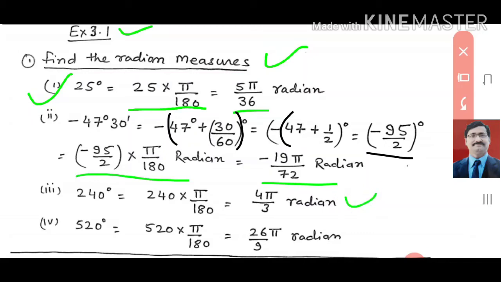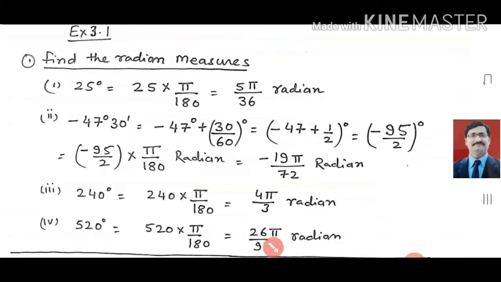Next question is 240 degree. 240 degree means you have to multiply by pi by 180. You can cancel 0, and then by 6 you can cancel, and you will get 4 pi by 3 radian. Now similarly 520 you have to change into radian. So 520 into pi by 180, you will cancel the 0, and by 2 you can cancel. You will get here 26 pi upon 9 radian. So all of you understand this, how to change?